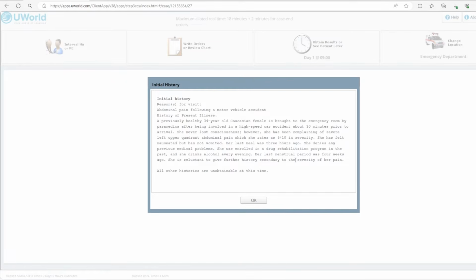Her last menstrual period was 4 weeks ago. That's also very important for female patients to order pregnancy tests versus not. She's reluctant to give further history secondary to the severity of her pain. All other histories are unobtainable at this time.